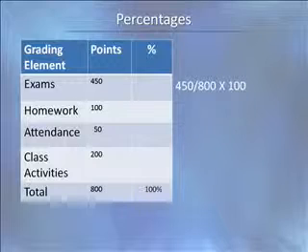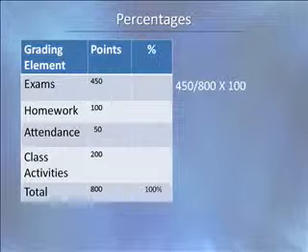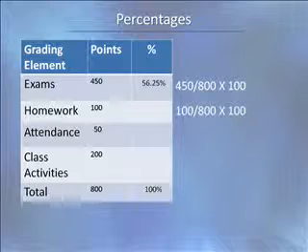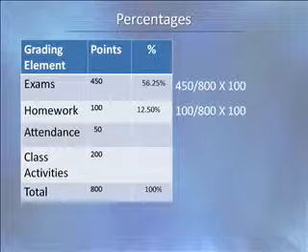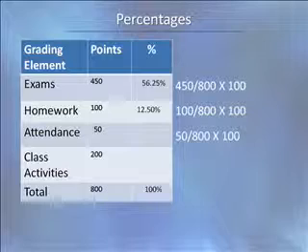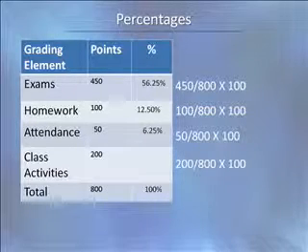Divide the exam points, 450, by the total points, 800. This results in a decimal of 0.5625. Multiply that amount by 100 to convert it to a percentage. Continuing with the math, divide the 100 homework points by the total 800 and multiply by 100 to get 12.5%. We make the same computation for attendance and for class activities.